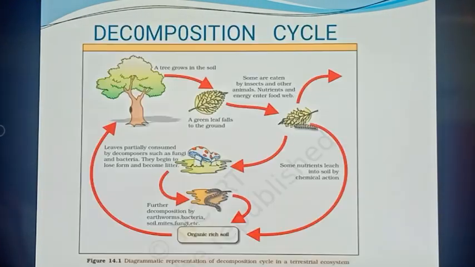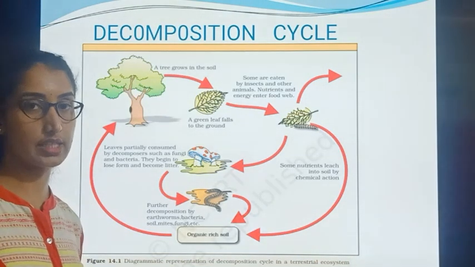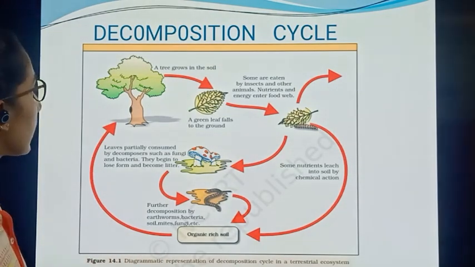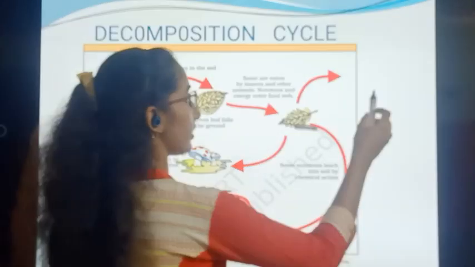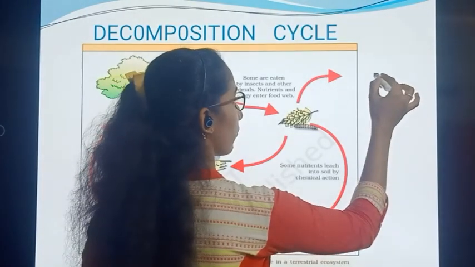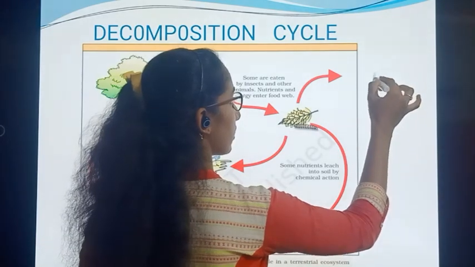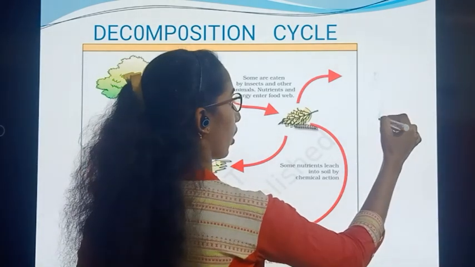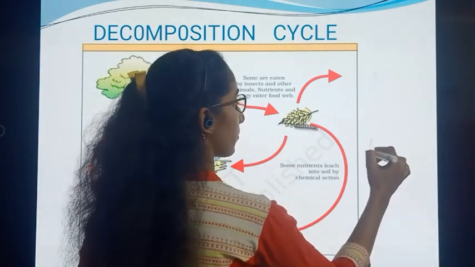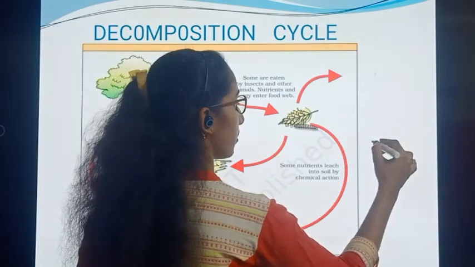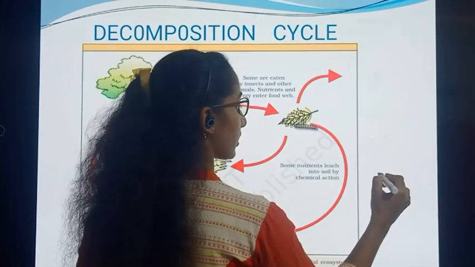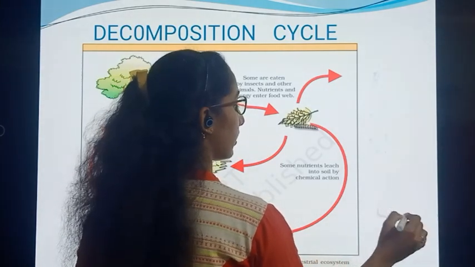Next, we studied different steps under decomposition. Here we are seeing them in the form of a picture. Let me take the first step, that is fragmentation. Fragmentation is first. The second one is humification, that is nothing but the formation of humus. Next comes mineralization. And next come catabolism and leaching.